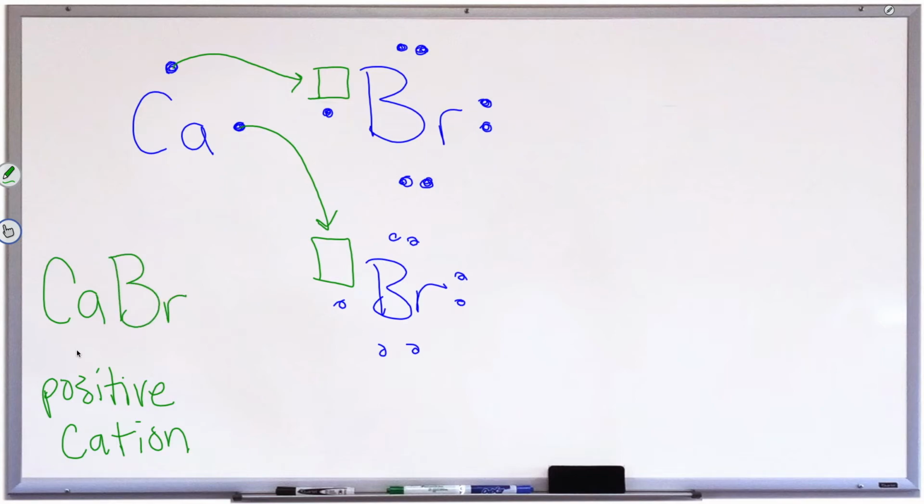And we need to count how many bromines we have. We have 1, 2 bromines. So we need to put a 2 here, and we need to make it a subscript, which means it's a little bit lower than the font. So calcium bromide's formula would be CaBr2. Now everybody's balanced.